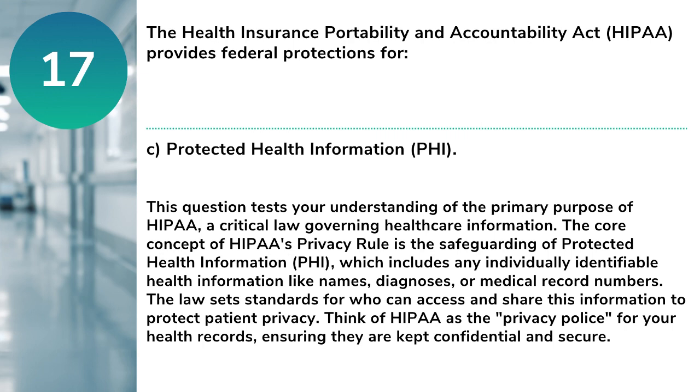Answer: C. Protected health information, PHI. This question tests your understanding of the primary purpose of HIPAA, a critical law governing healthcare information. The core concept of HIPAA's privacy rule is the safeguarding of protected health information, PHI, which includes any individually identifiable health information like names, diagnoses, or medical record numbers. The law sets standards for who can access and share this information to protect patient privacy. Think of HIPAA as the privacy police for your health records, ensuring they are kept confidential and secure.